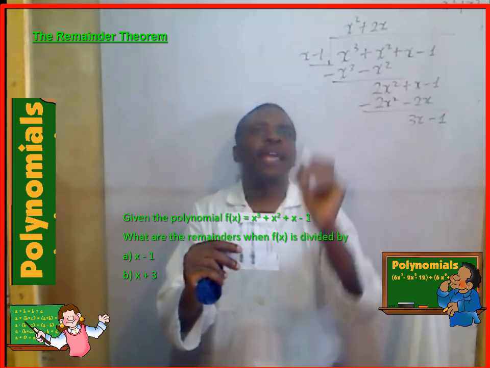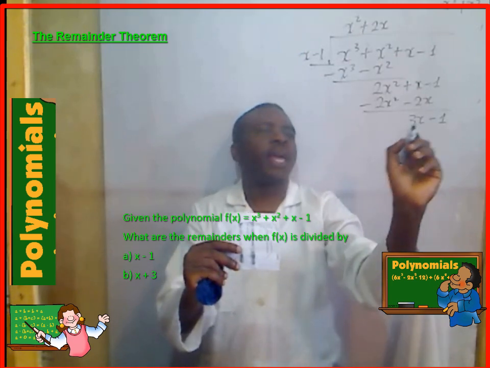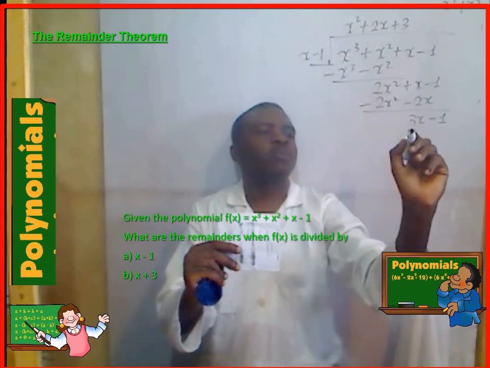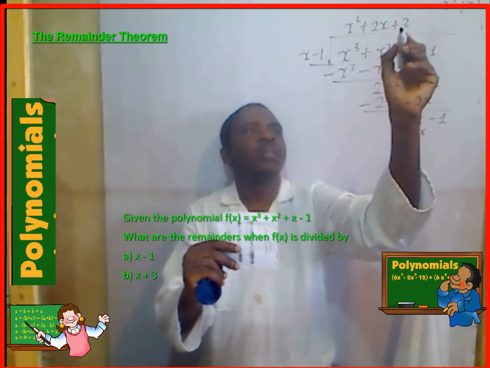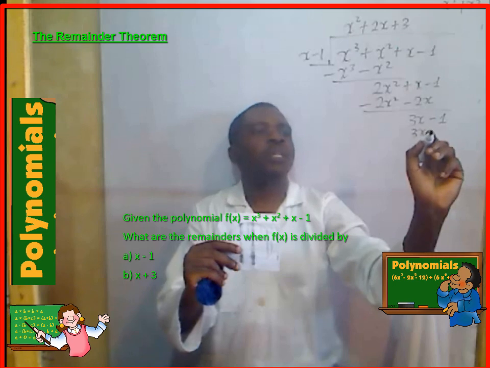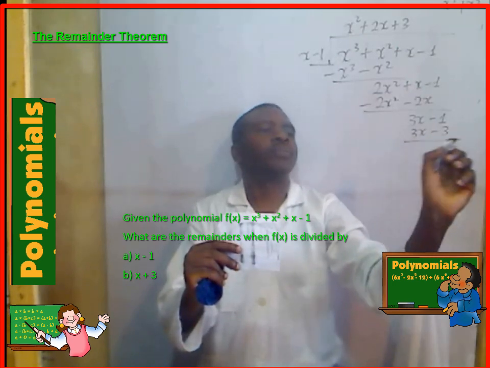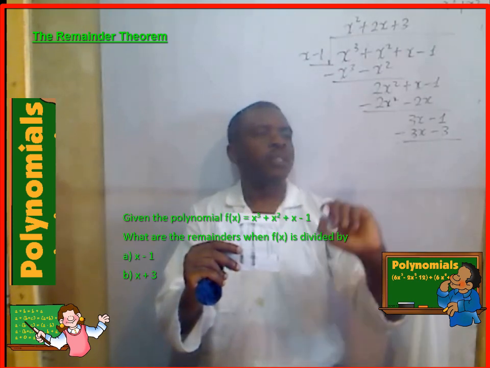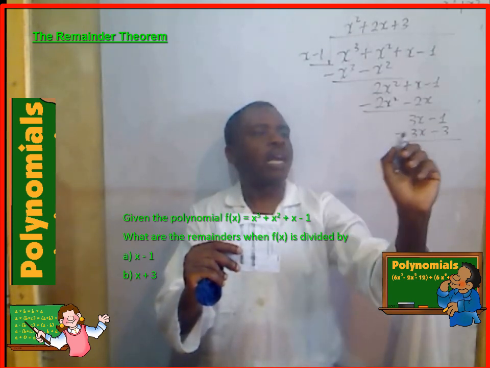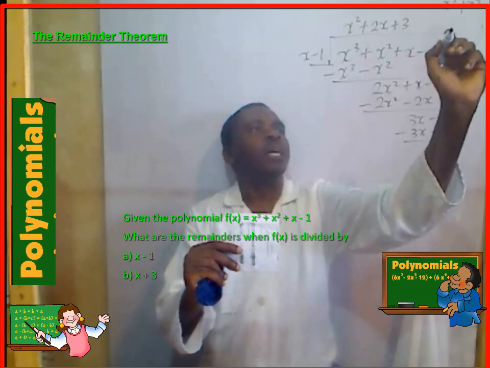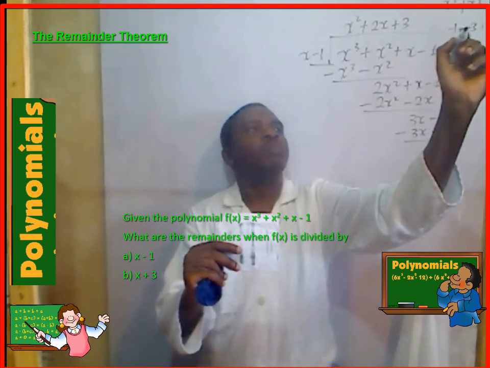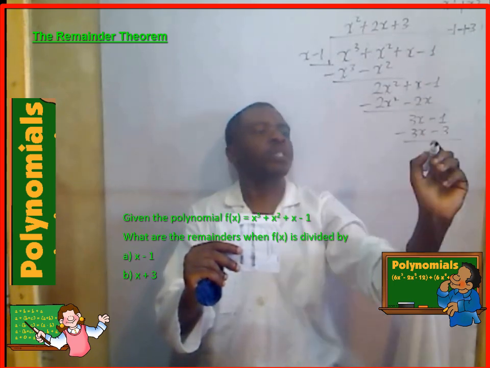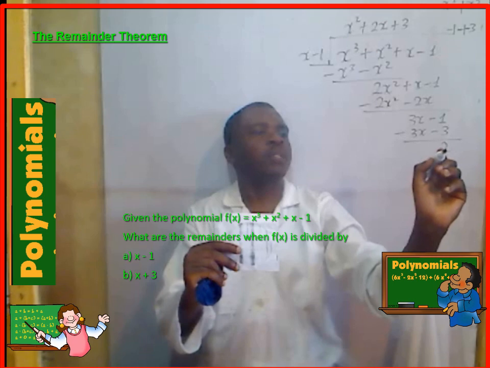What do I multiply x by to get 3x? That should be plus 3. 3 times x gives me 3x. 3 times minus 1 gives me minus 3. And then subtract. 3x minus 3x is 0. Minus 1 minus minus 3: minus becomes plus, so this gives minus 1 plus 3, which is equal to 2. So the remainder is equal to 2.